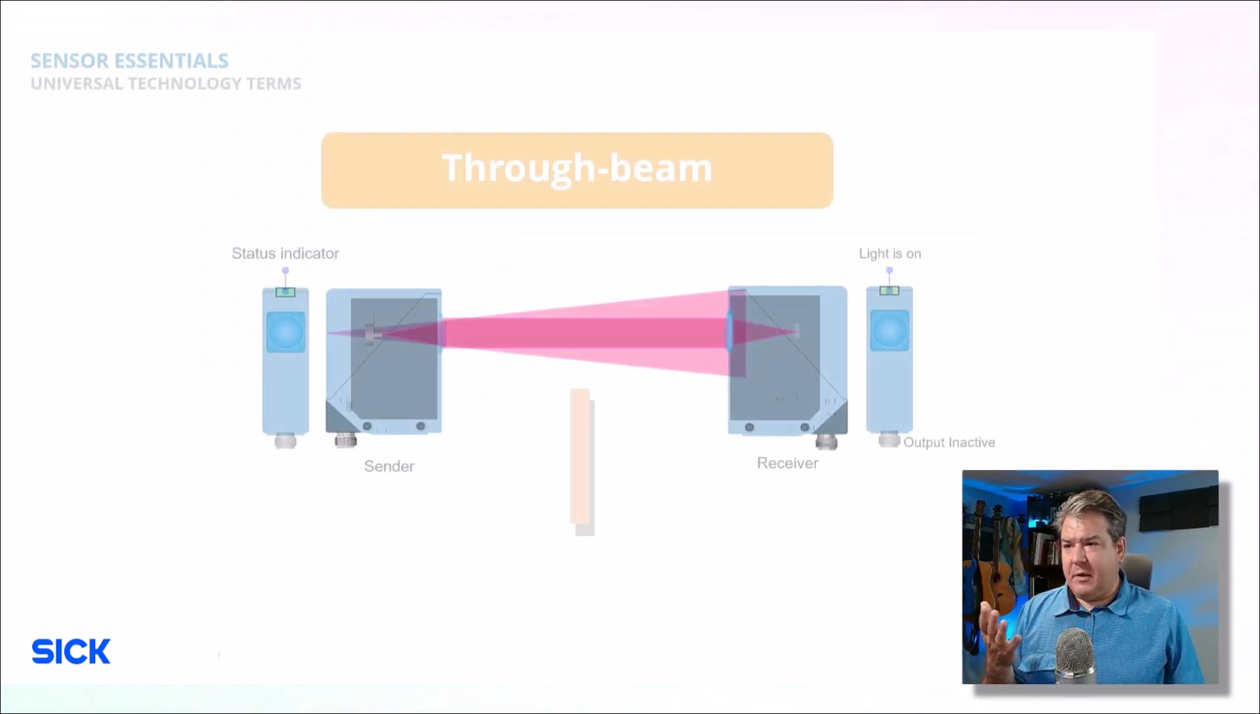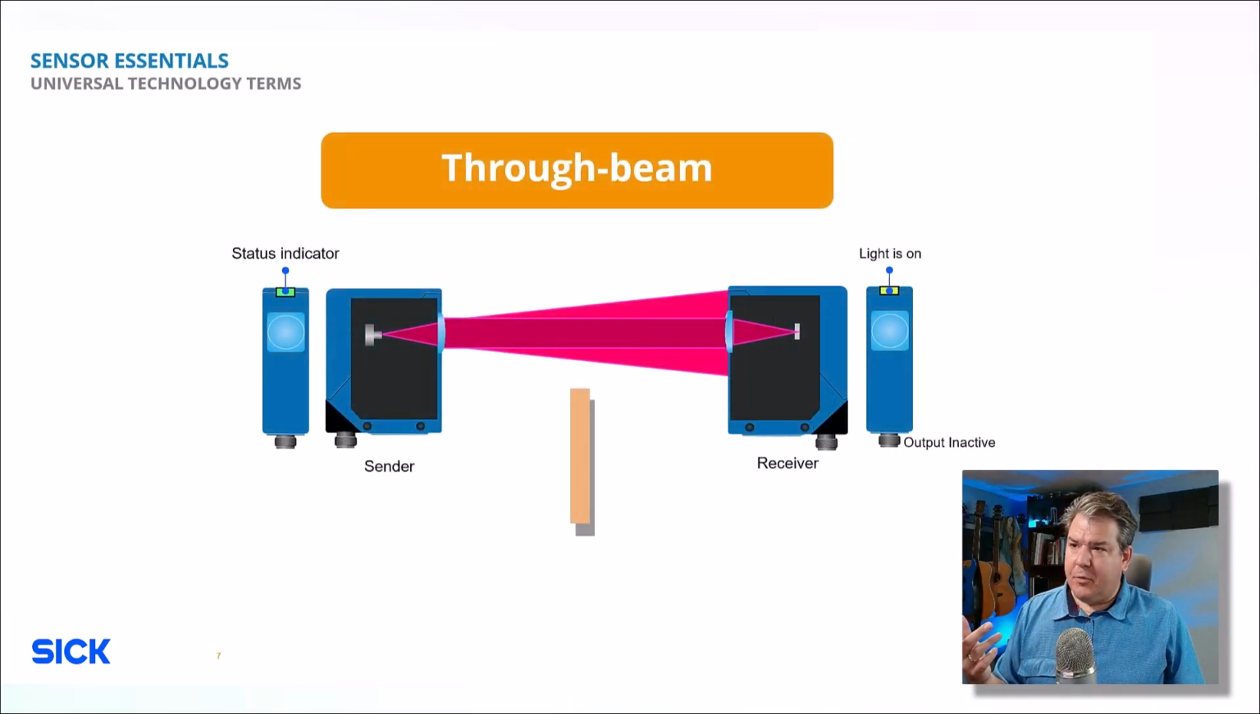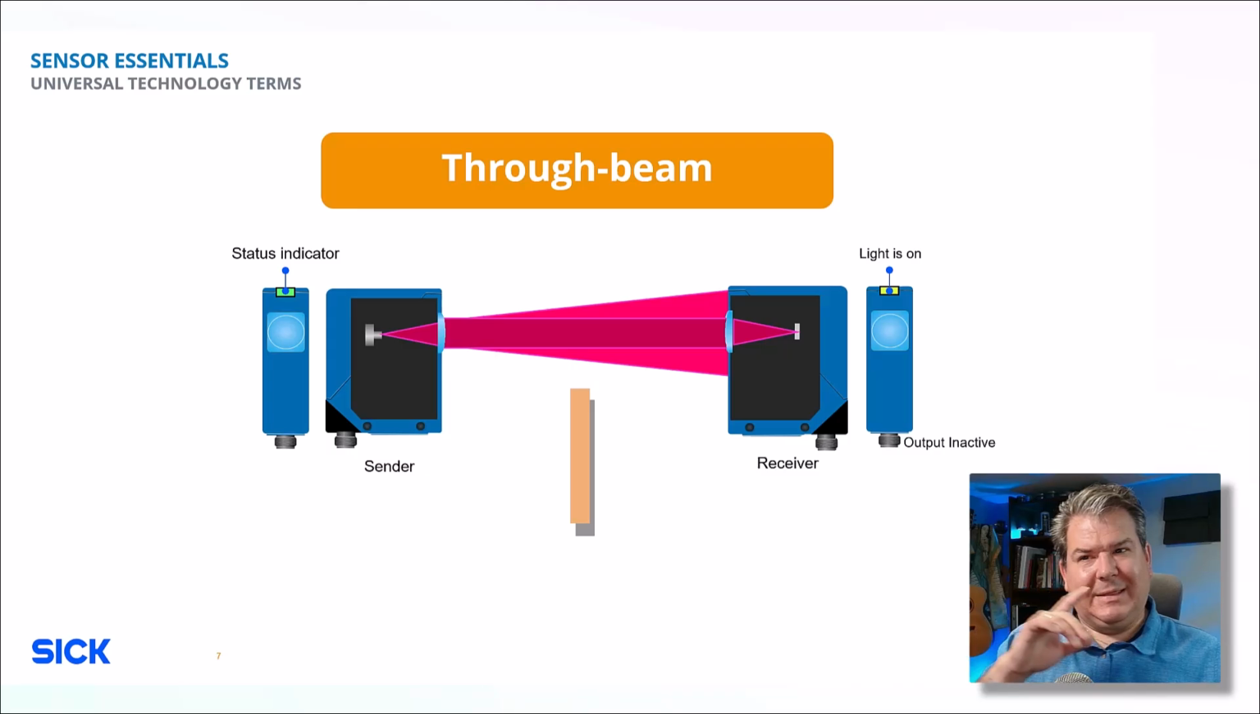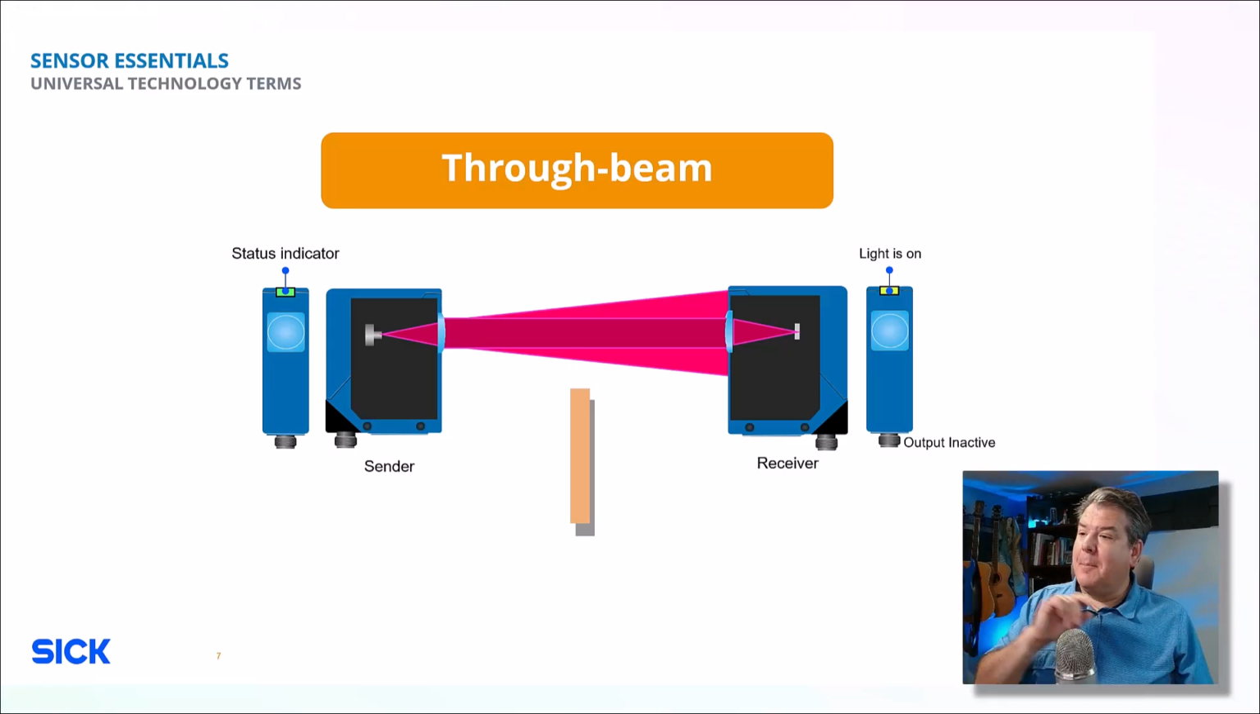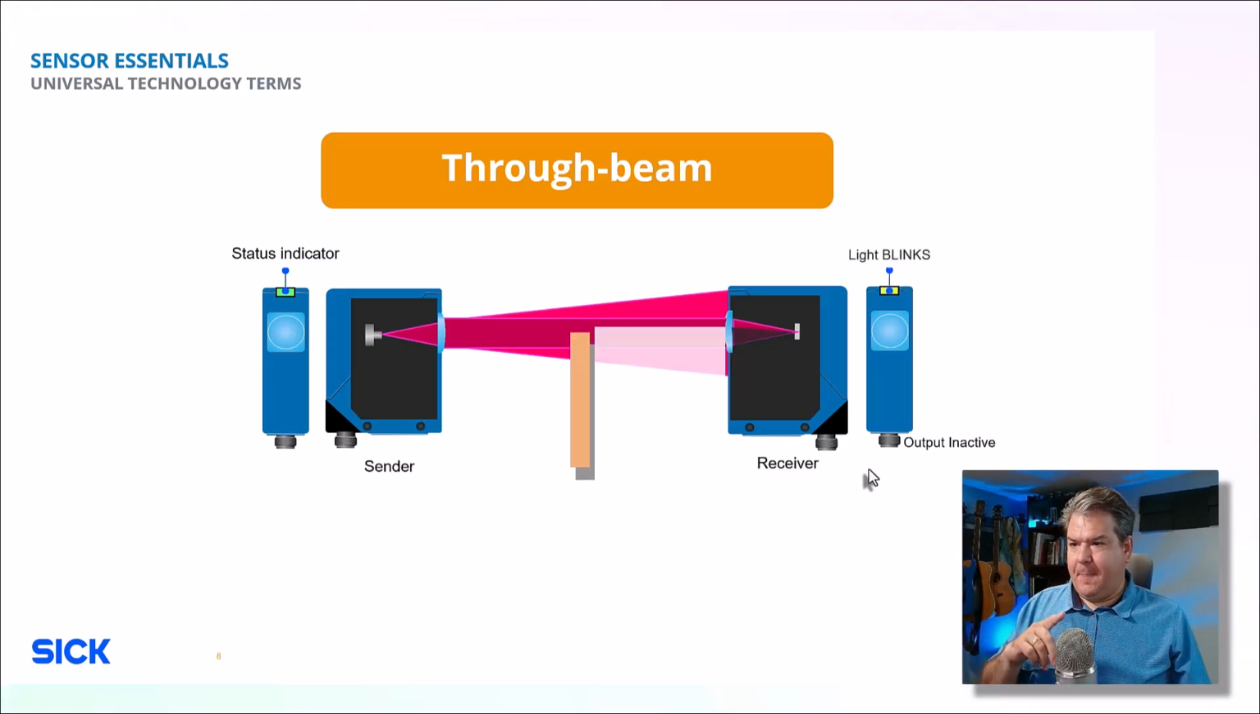So let's take a look at the first one, through beam sensors. So we have a sender and we have a receiver. Sometimes these are also called opposed mode sensors because they're opposed to each other. It's the most basic and most simple form, probably the least used these days. But you have a sender and you have a receiver. And when an object blocks the beam, you get an output.